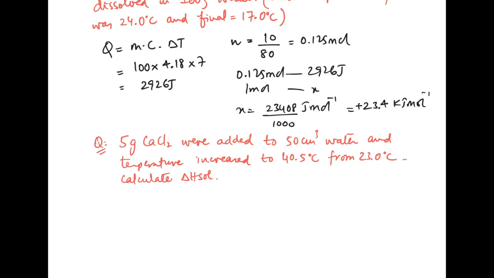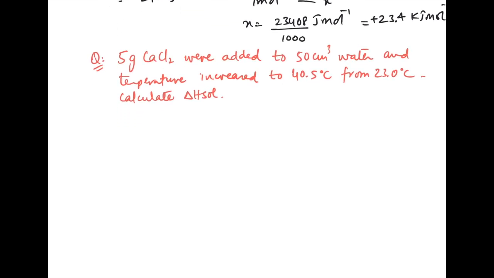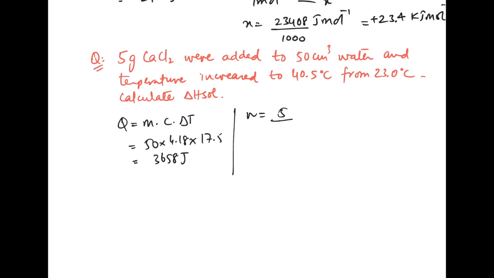Let's see one more question regarding calcium chloride. When added to water, again, your first step is to find the heat evolved. In this case, can you see that the temperature has increased? So Q equals mc delta T, the mass of water is 15, 4.18, and the temperature rise is 17.5. The heat released is 3658 joules. Let's see how many moles of CaCl2 are added. Moles equals 5 divided by its Mr, 111. So the moles are 0.045.